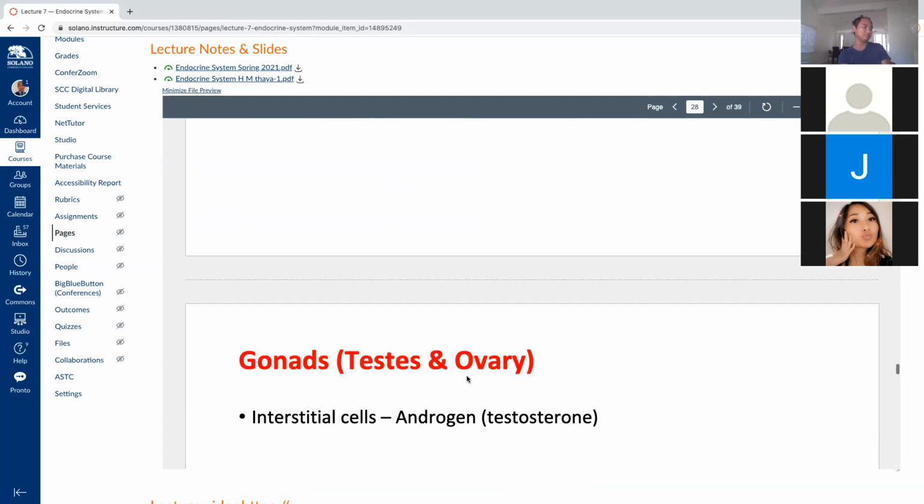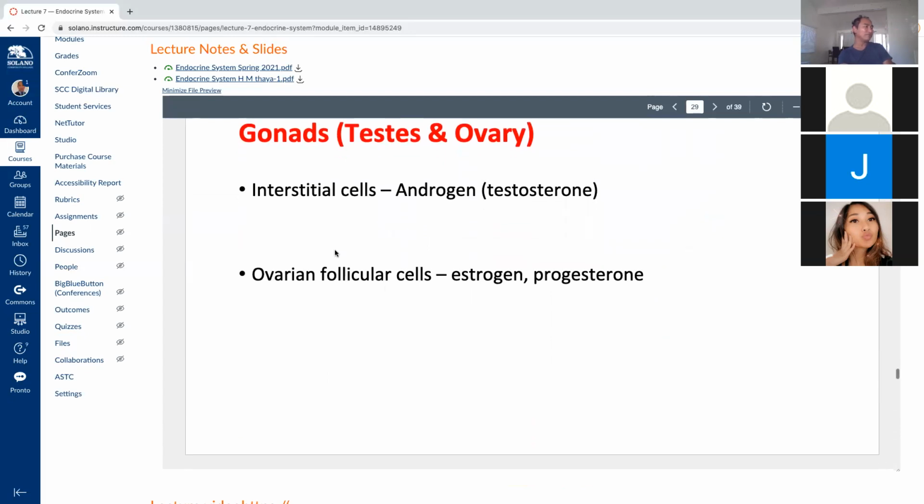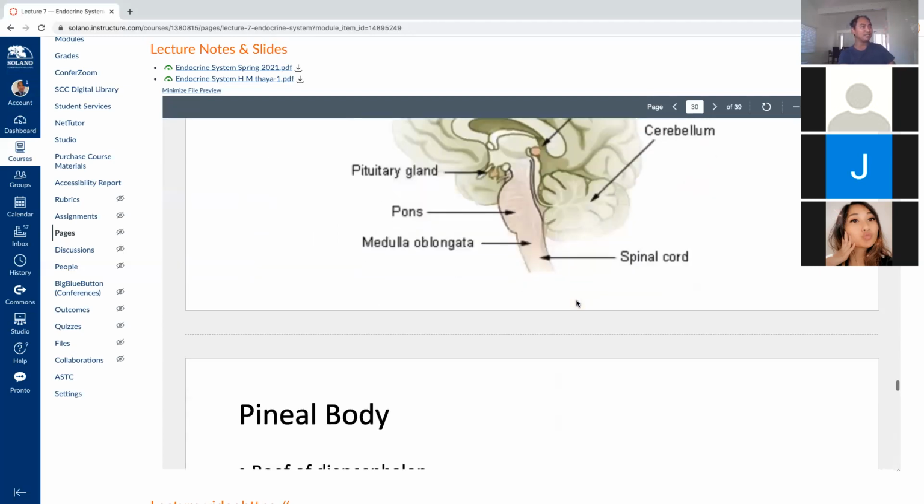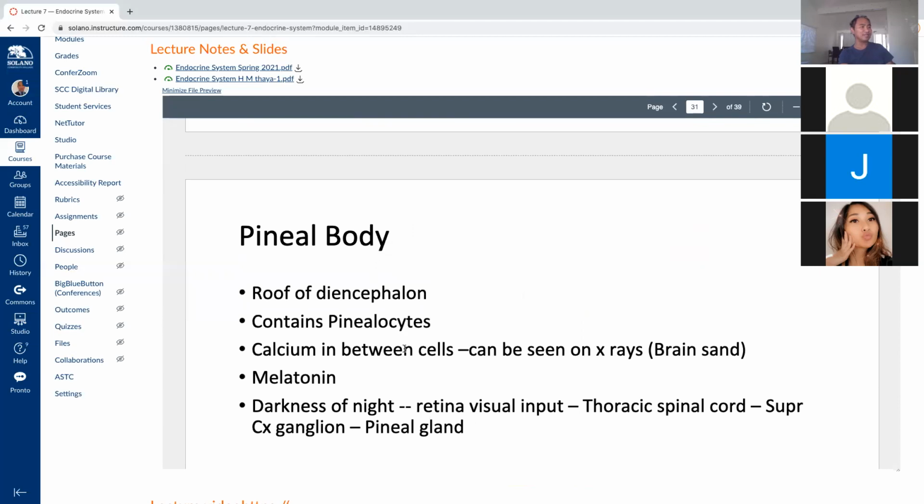Thymus gland behind the sternum produces T cells. It is for the immune system. Gonads and ovaries we have to study later in detail in the reproductive system. Interstitial cells will produce androgen. Ovarian follicular cells will produce estrogen. Pineal body, that's for your sleep and wake pattern. Don't forget little calcium in the pineal body, which can be seen as brain sand. Usually if you take an X-ray of the brain, you are not going to see this. It is too much detail. And it is related to melatonin, which is the wake and sleep cycle.